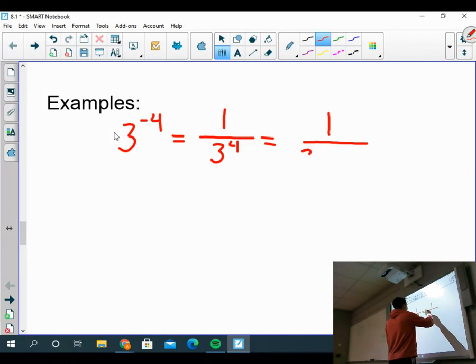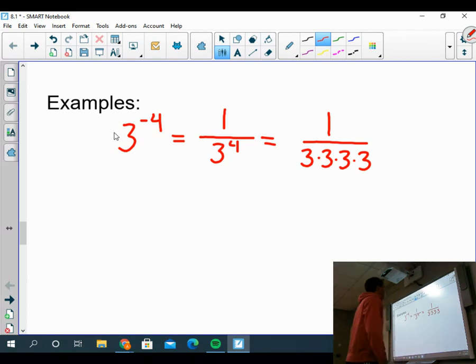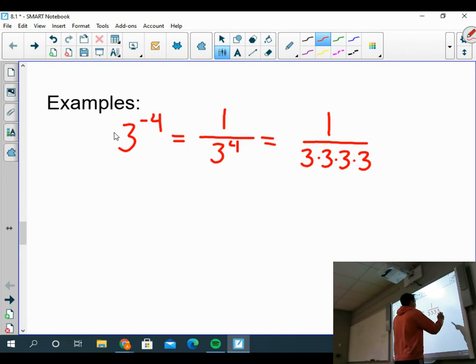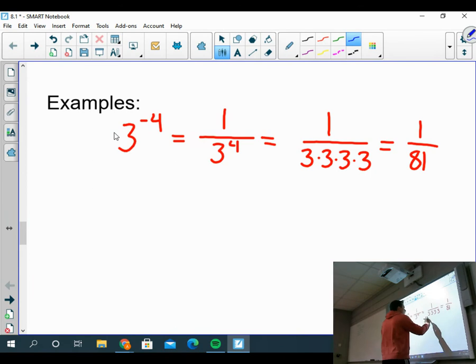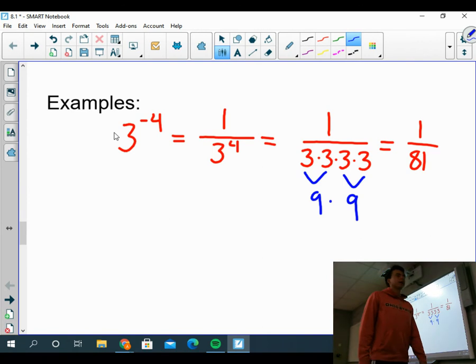And if we don't know what 3 to the 4th is off the top of our head, it's always a good idea with exponents to write out what the exponent means. And that will reveal to us what our answer is. 3 to the 4th is just 3 multiplied by itself 4 times. We have four 3s multiplied together. And that will give us 1/81. Again, 3 times 3 is 9, so we have 9 times 9, again giving us 1 over 81.